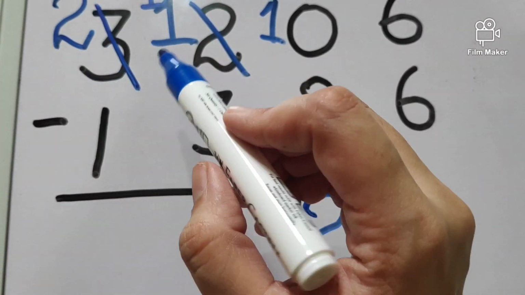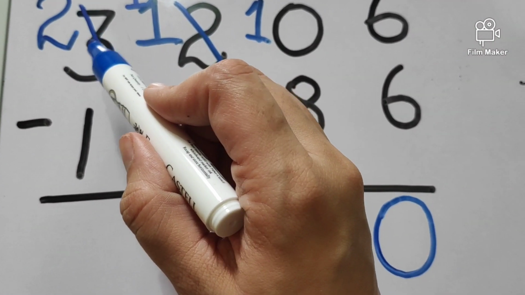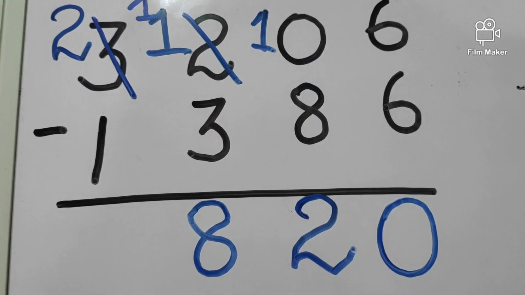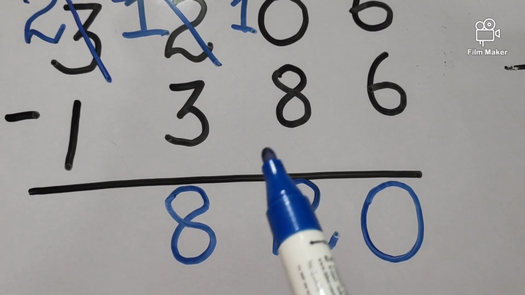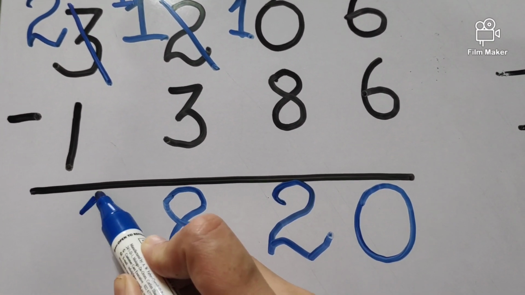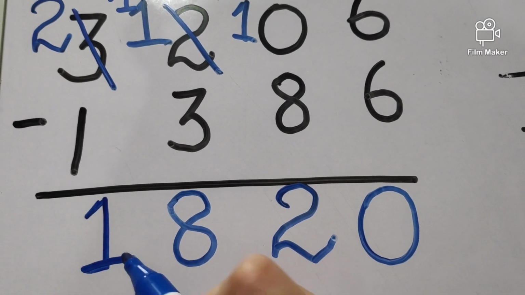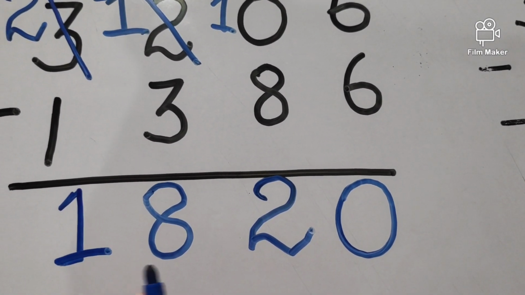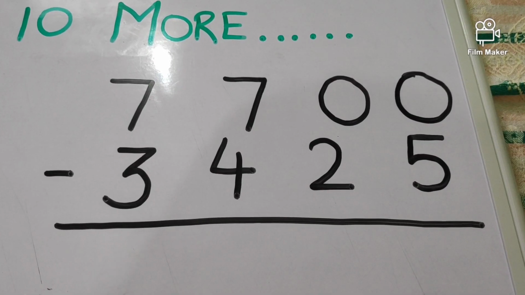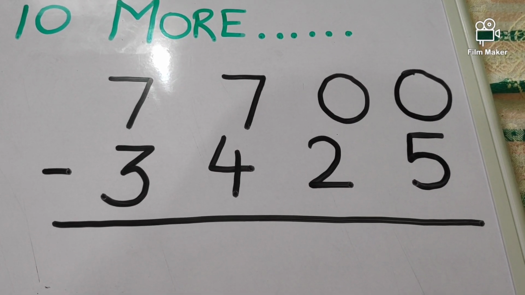Alright. Now more on the top, no need to stop. 2 and 1, more on the top, no need to stop. 2 minus 1. These are the numbers which come together. I call them neighbor numbers. So 2 minus 1 is 1. So the answer here is 1,820. Let's move to another question, children.